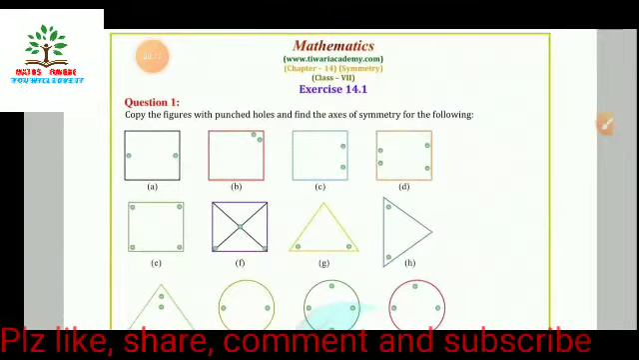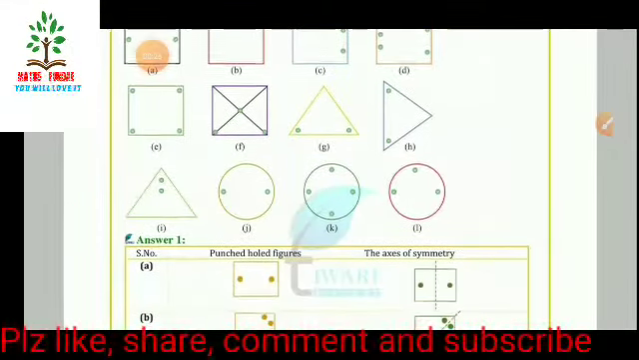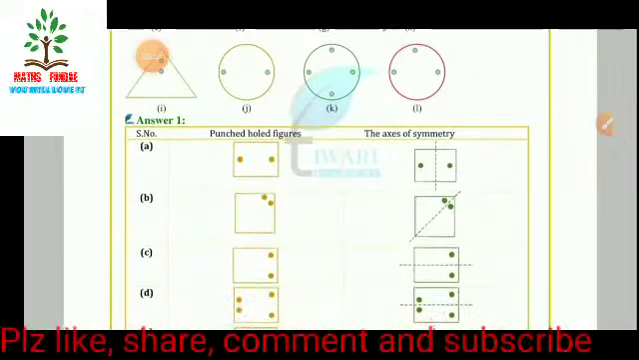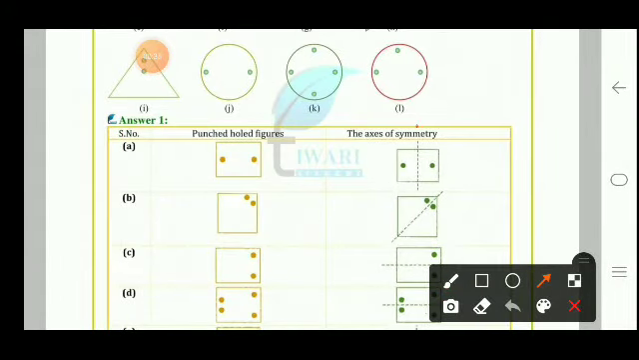Looking at question number 1: copy the figure with punched holes and find the axis of symmetry for the following. Looking carefully, we have A, B, C and D, and so many parts. For the first one, the punched hole figure is this much, so the axis of symmetry will be from the center, as you can see here. So this is the axis of symmetry. Likewise here, the axis of symmetry is this way, which means we can easily divide this into 2 equal parts. Likewise we have to do for the others.